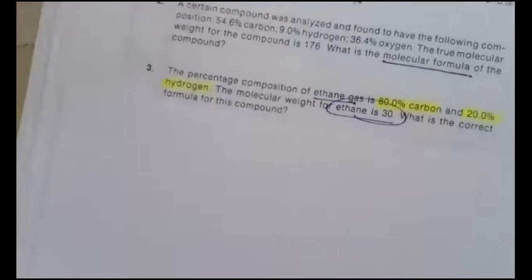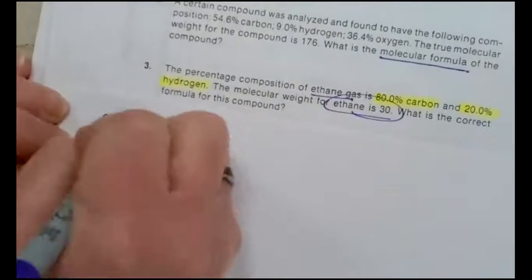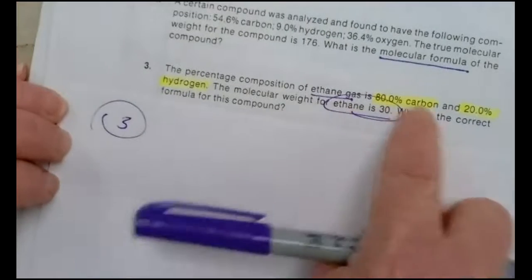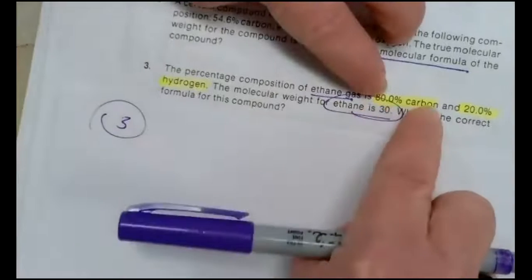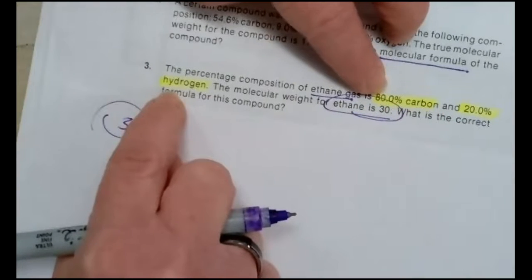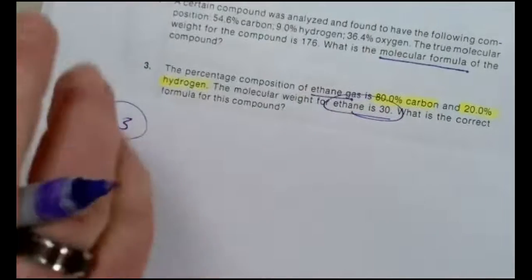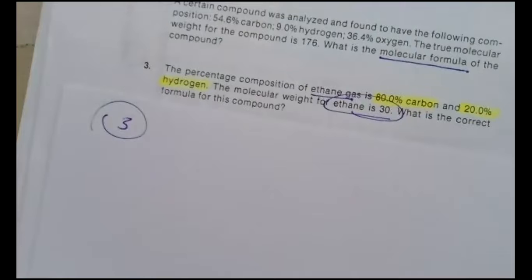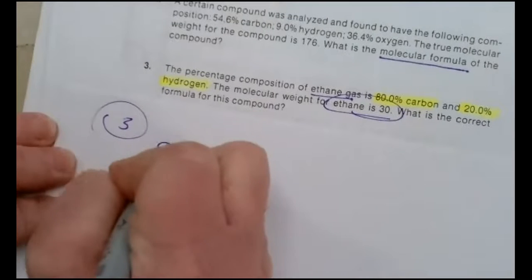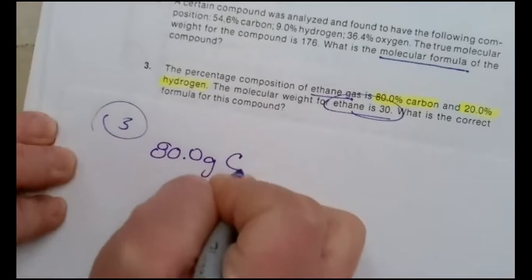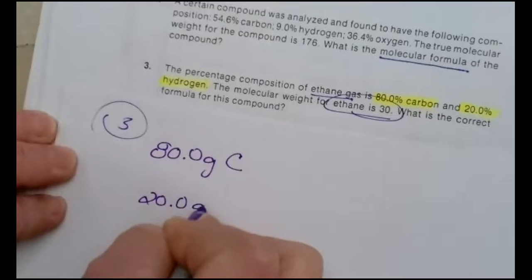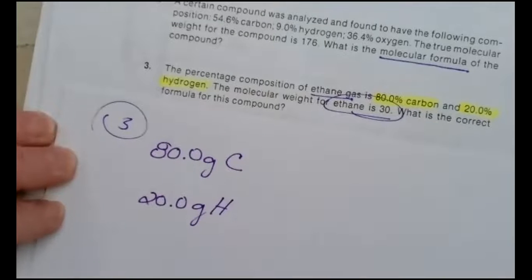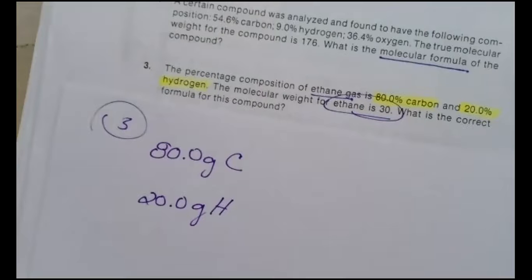So Tyler, I'm going to start number 3 by saying, okay, I have 80% carbon and 20% hydrogen. I'm going to pretend 100 grams of sample. Is that okay? So I have 80 grams of carbon and 20 grams of hydrogen. What do you do from there, sir? We treat it like it's an empirical formula problem.